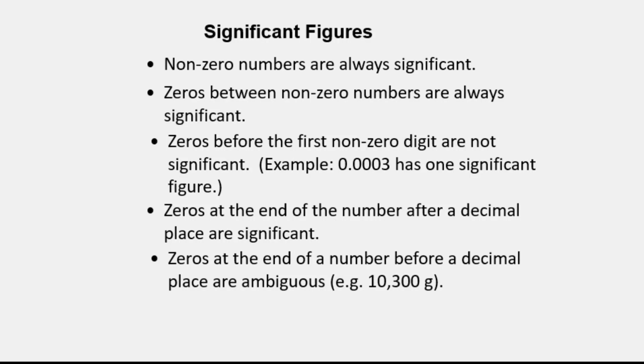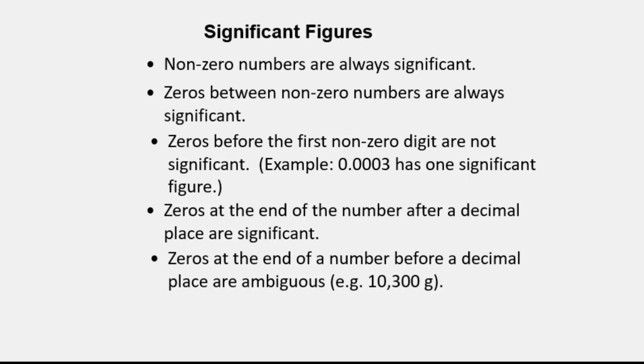Zeros before the first non-zero digit are not significant. That's a great example there. You've got 0.0003. That has only one significant figure. Those other zeros are just serving as placeholders to get you to the right numerical value.